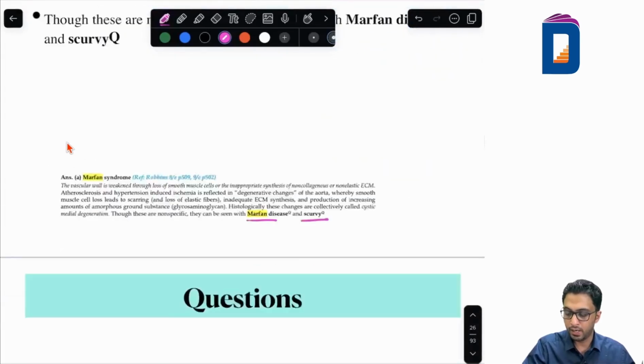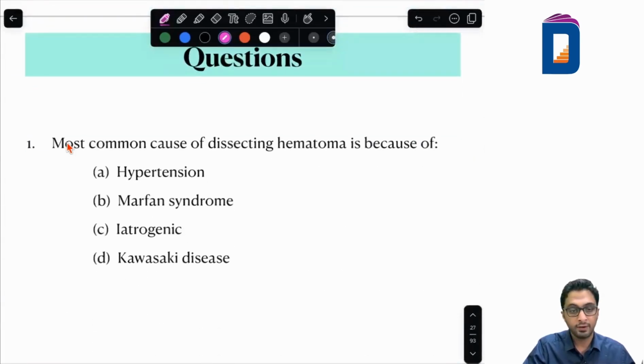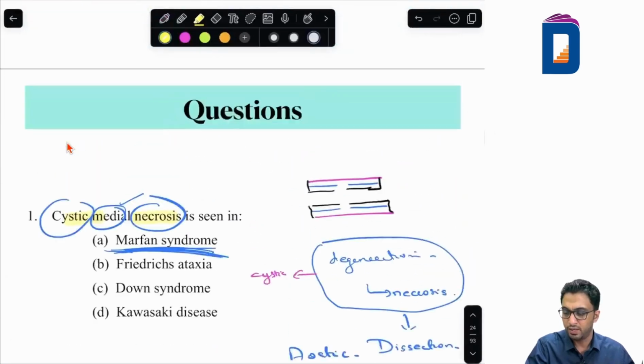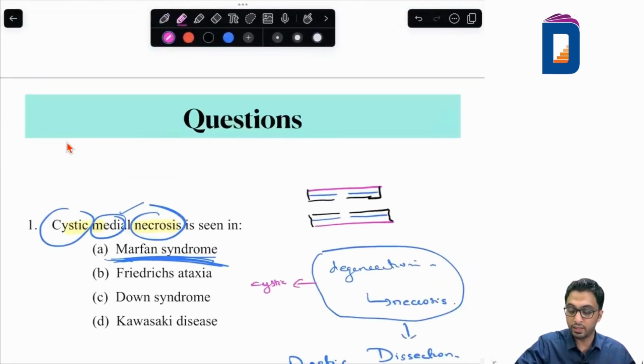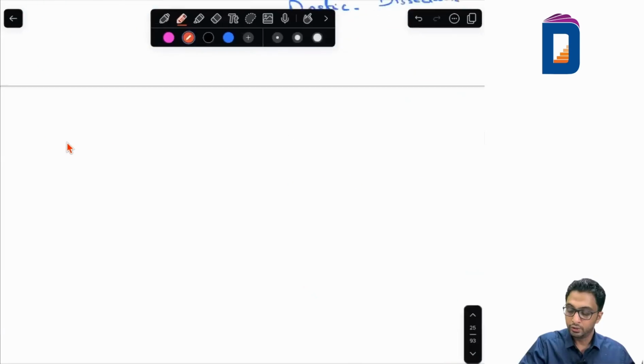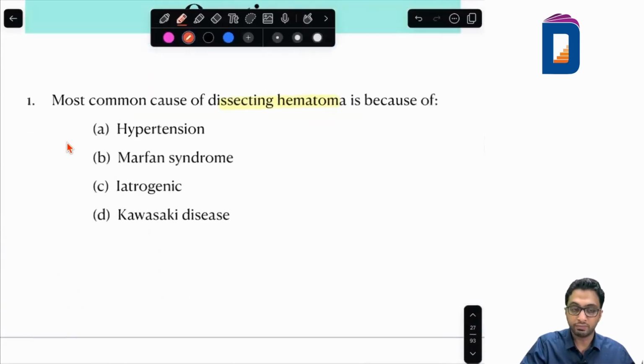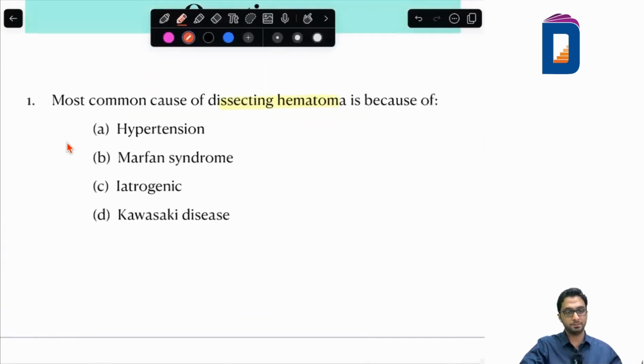Now another question. Most common cause of dissecting hematoma, another name for aortic dissection. Why are they saying hematoma? Because the blood is flowing into the wall. The blood is coming here and getting inside here, so it looks like a hematoma. So it is a dissecting hematoma. What is the most common cause of it?